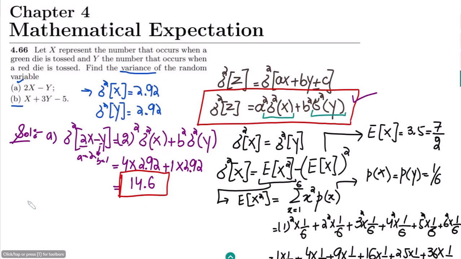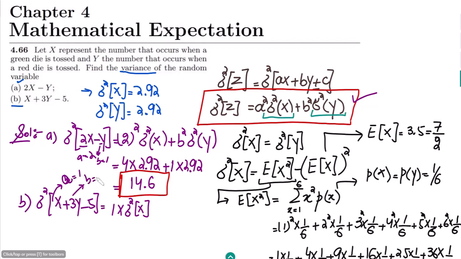Now to find the solution for part B of our question, we have to find out the variance for X plus 3Y minus 5. It will become what? By following the same formulation, we will have here 1 and the variance of X, because here this a is 1. Okay, we can see that here the multiplicative term is a, which is 1, while here the multiplicative term is b, which is 3, while this will be ignored here.